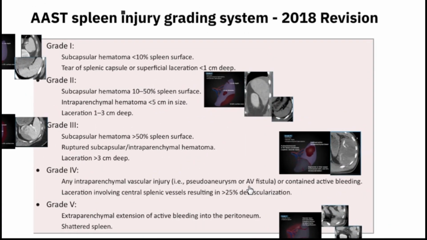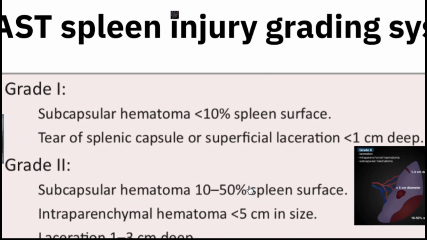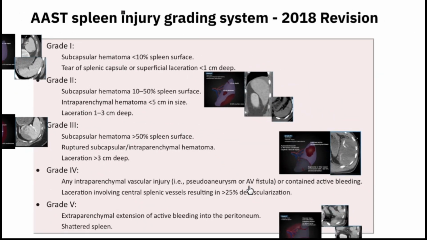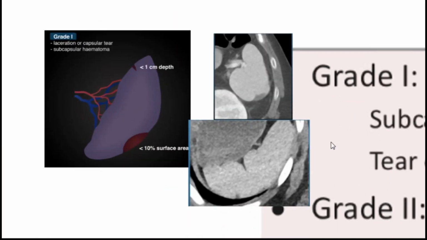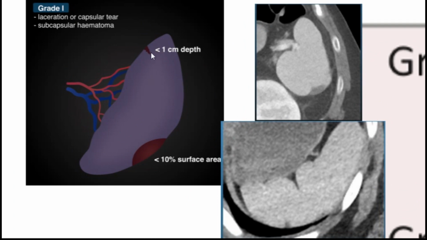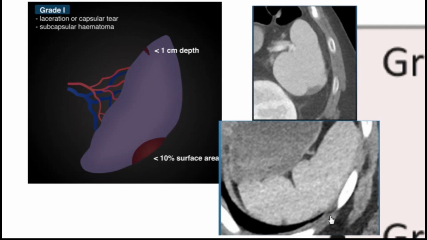So about the AAST spleen injury grading system, of course, it's the same just like the liver. We have 5 grades, okay? And the grades increase in severity. So grade 1 is when the subcapsular hematoma is less than 10% of the spleen surface, or when we have a tear of the splenic capsule or laceration that's less than 1 centimeter deep. Okay, you can see there is an area of subcapsular hematoma here. You can see areas of lacerations. This is all categorized under grade 1.